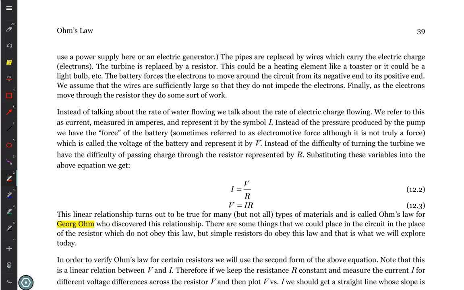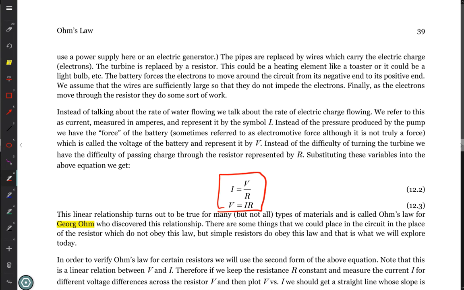Georg Ohm realized that for many materials, not all materials, but for many materials, the energy lost as charge goes through the material is proportional to the rate at which the charge is going through. And so Ohm came up with this equation that we call Ohm's Law right here.